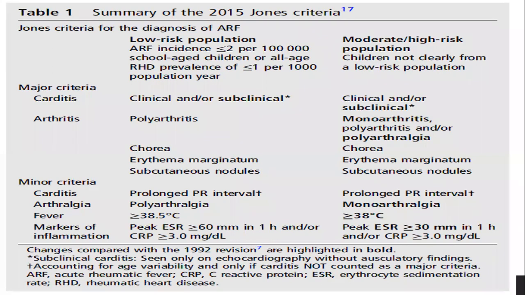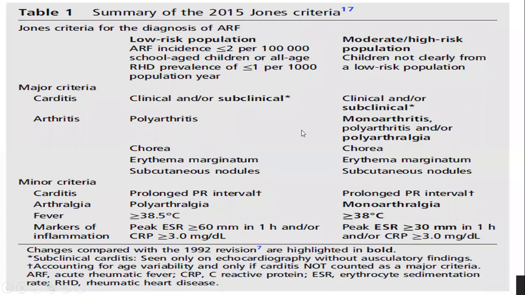So just read the second part alone. There are 5 major criteria, right? There are 5 major criteria for Jones criteria. One is carditis. As I told you, it affects the heart: pericarditis, myocarditis, and endocarditis. 3 manifestations. Remember one thing: endocarditis is going to cause mitral regurgitation. Don't get confused. There can be pericarditis, myocarditis, endocarditis.